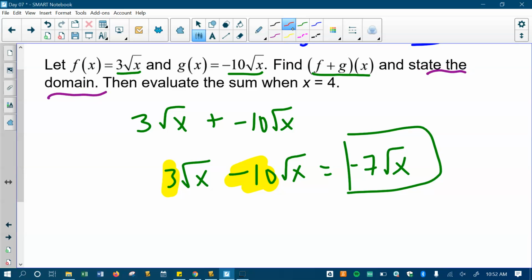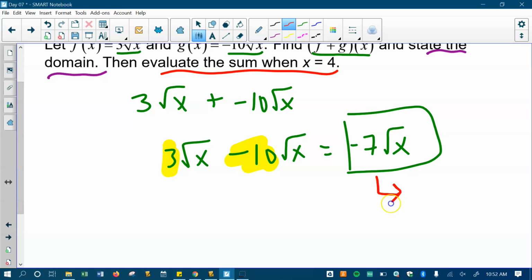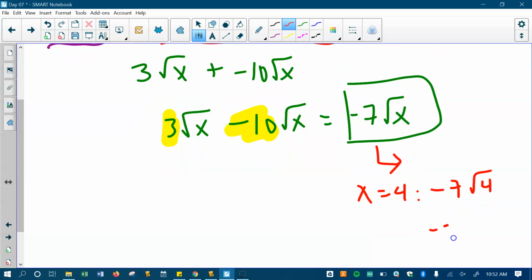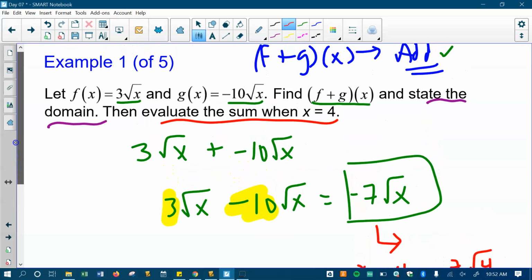But for evaluating the sum when x equals 4, basically what that means is once you're done and you've got your answer, plug in 4. So now when x equals 4, we get negative 7 times the square root of 4, which is negative 7 times 2, because the square root of 4 is 2. That's negative 14. For each one of these problems, I'm going to come back to the domain in a minute. I will not do the domain right away.